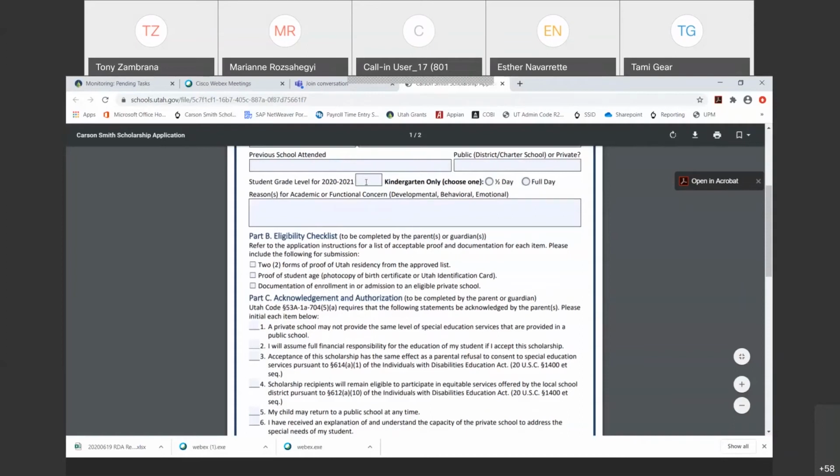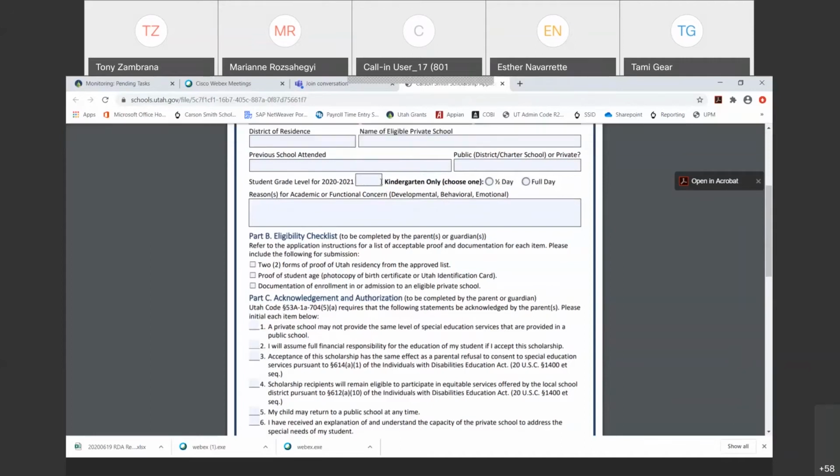And then this is also important right here, if you can see where my cursor is at. We need to know the student's grade level for this application, and then you need to indicate whether or not the student is going to be a half-day participant or a full-day participant.